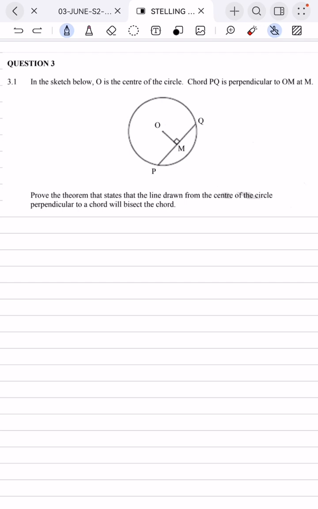Okay, so these videos are just to show you how to answer the questions where you have to prove one of the theorems. Okay, so this is example 1 or theorem 1 according to that paper of examiner proofs that I gave you. Okay, so question 3. In the sketch below, O is the center of the circle, chord PQ is perpendicular to OM at M. Prove the theorem that states that the line drawn from the center of the circle perpendicular to a chord will bisect the chord. Okay, so very important.